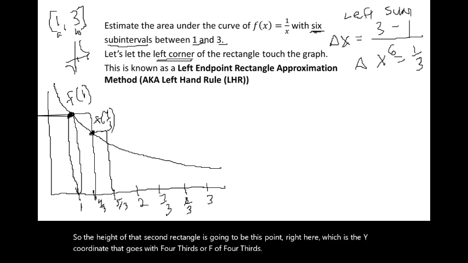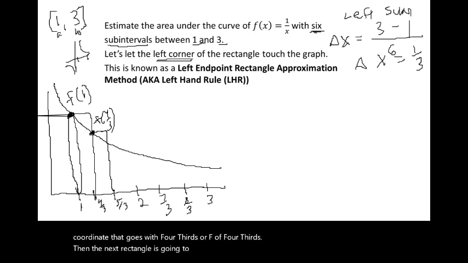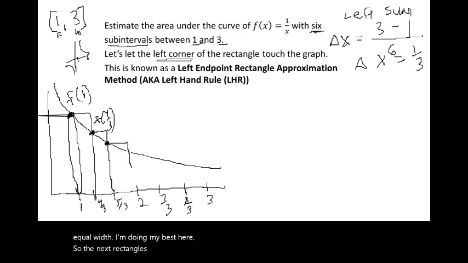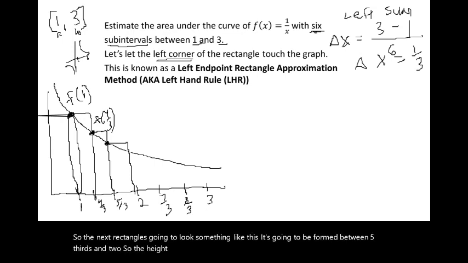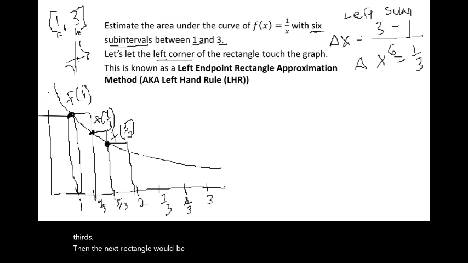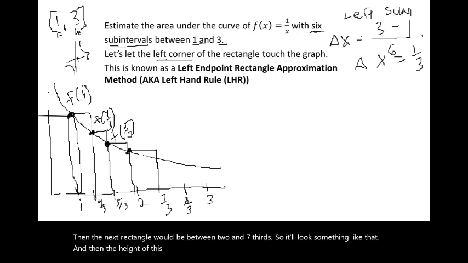Then the next rectangle is going to be between 5/3 and 2, and pretend these are all of equal width. I'm doing my best here. So the next rectangle is going to look something like this. It's going to be formed between 5/3 and 2. So the height of this third rectangle will be this point right there, which is f of 5/3. Then the next rectangle will be between 2 and 7/3, so it'll look something like that. And then the height of this rectangle is going to be this point right here, which is f of 2.